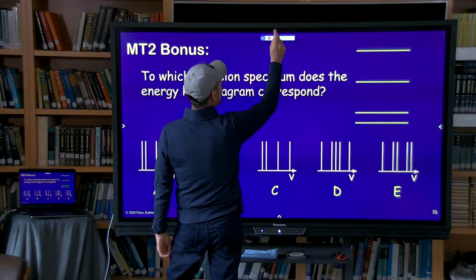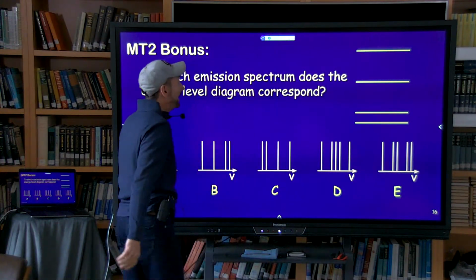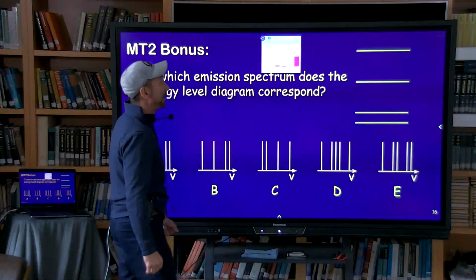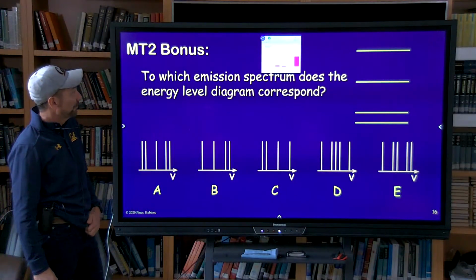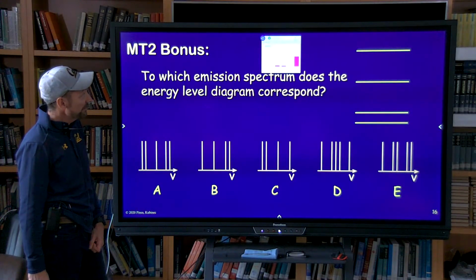So I'm going to stop this poll now, and let's see what you are thinking. Ah, my goodness, that's wonderful. Everyone has gone for E, essentially.